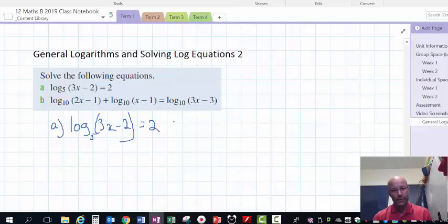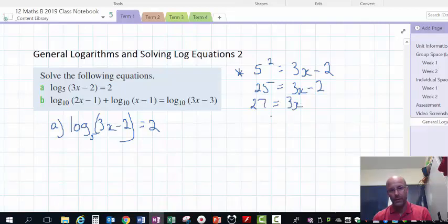There are perhaps two ways of doing this, so I'm going to put one method up here. One method is just to turn it into basically index form, and so that would be 5 to the power 2 equals 3x minus 2, so it's just conversion. So we have 25 equals 3x minus 2. We have 27 equals 3x, and 3 times 9 is 27.